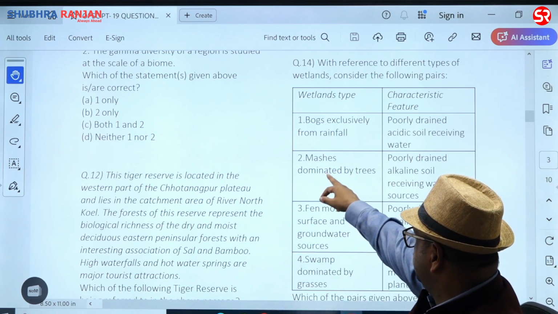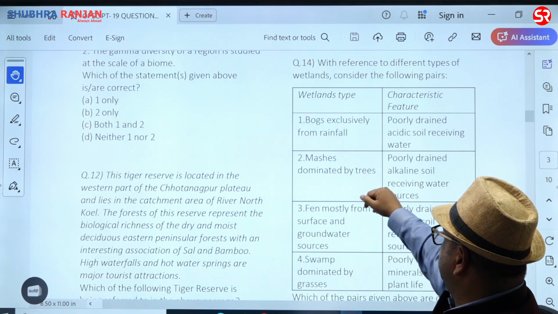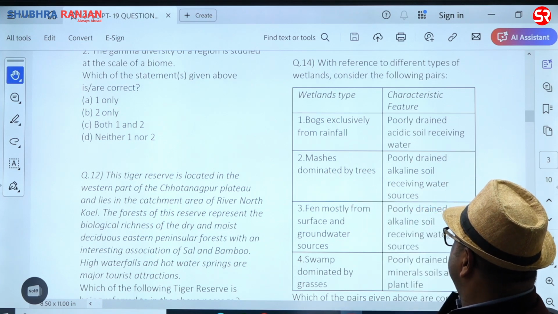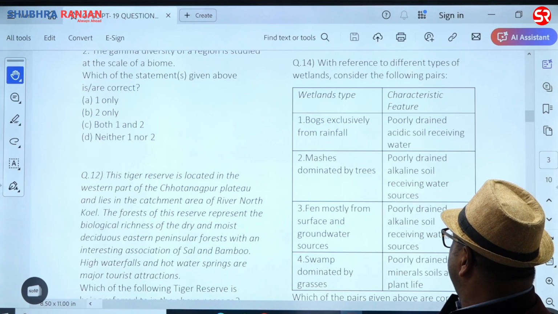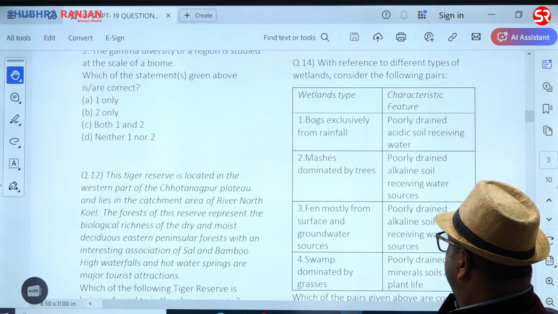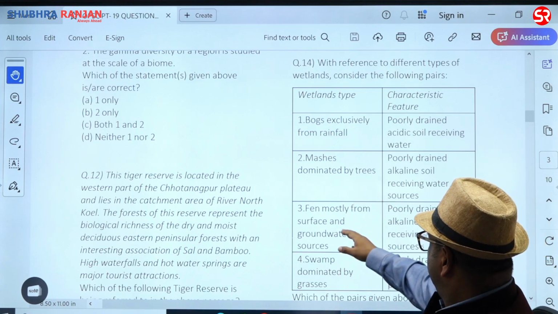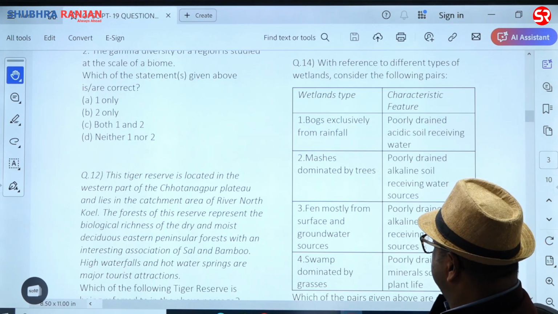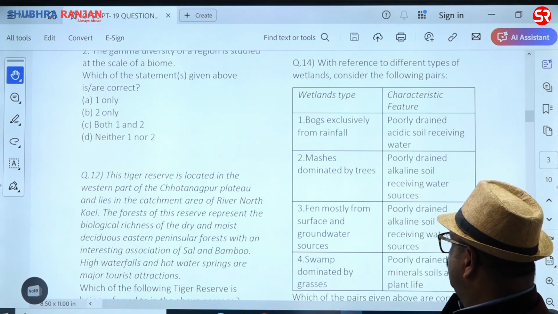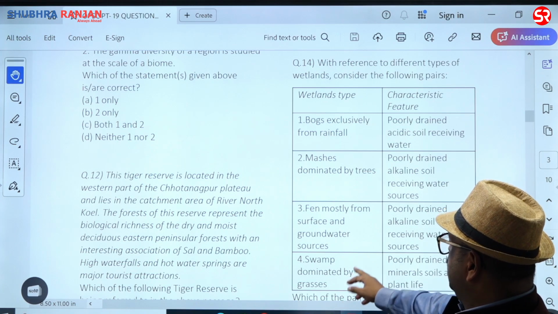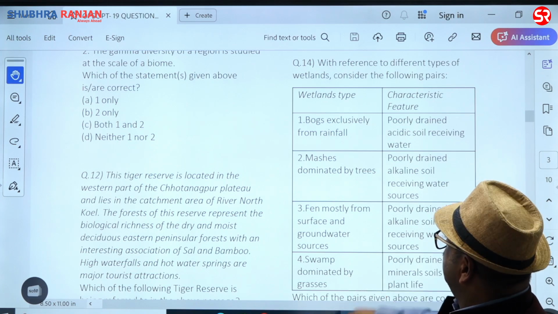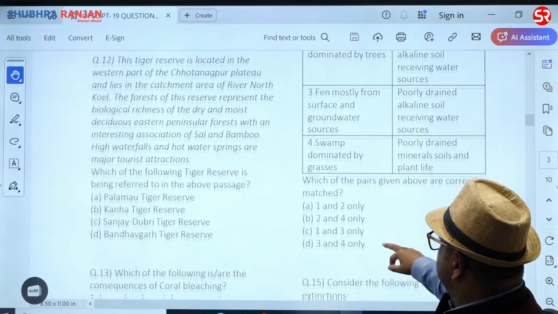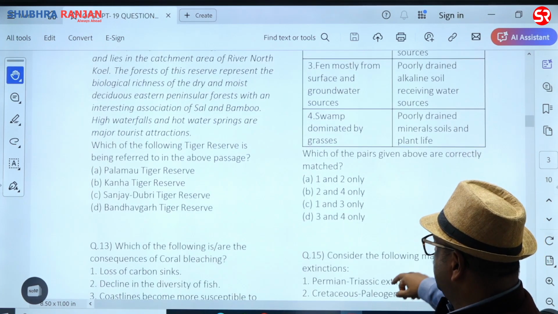Marshes, spelling mistake hai bache, it's marshes dominated by tree. Basically marshes, poorly drained alkaline soil receiving water source. Marshes, it is dominated by tree. Marshes are dominated by grasses. So it is wrong. Fen, mostly from surface and groundwater source. Fen is right. Okay. And swamp, dominated by grasses. Ulta likha hai bache. Swamps are dominated by trees. So 1 and 3 are correctly matched. So the answer is going to be Charlie.